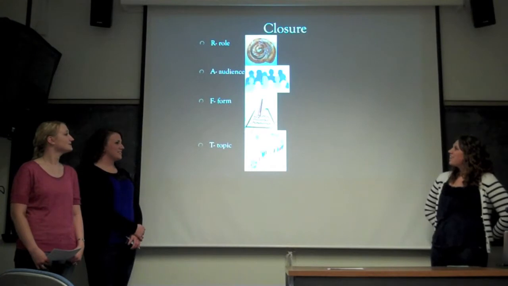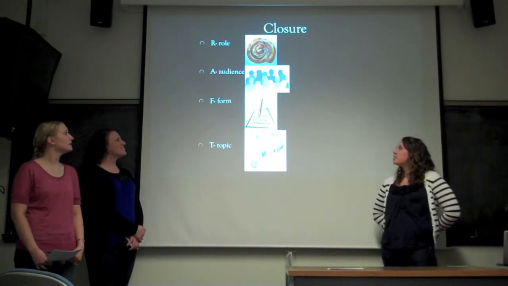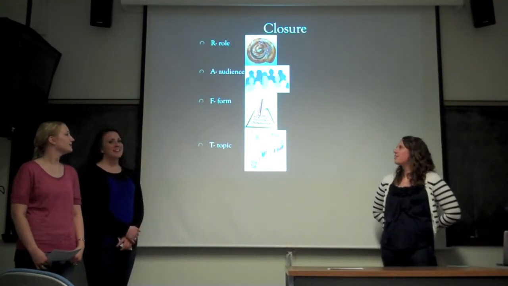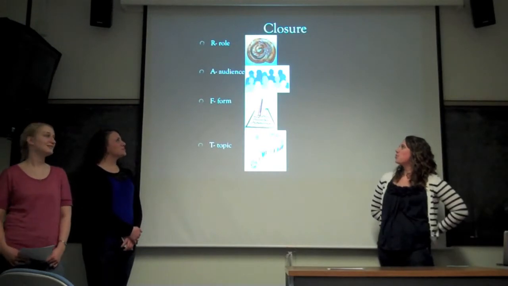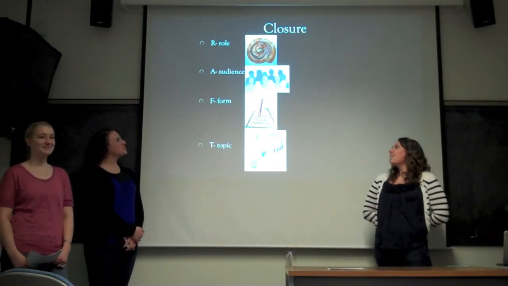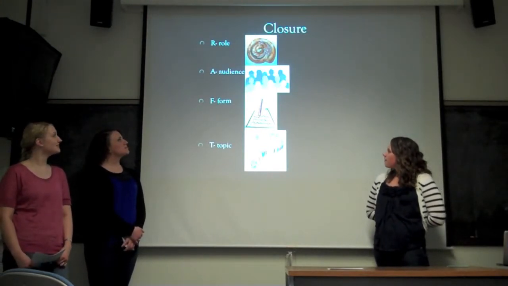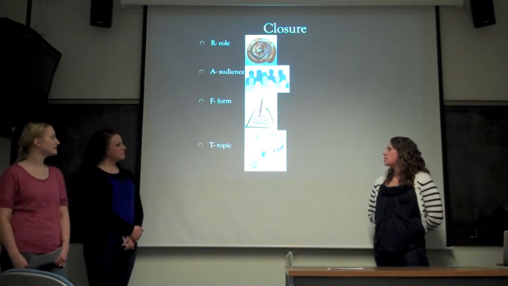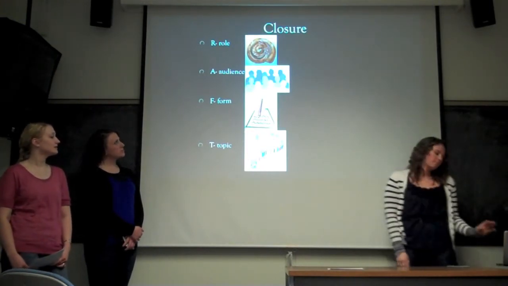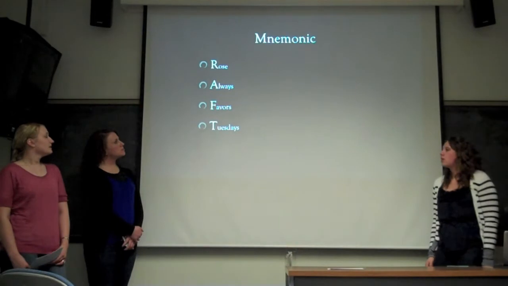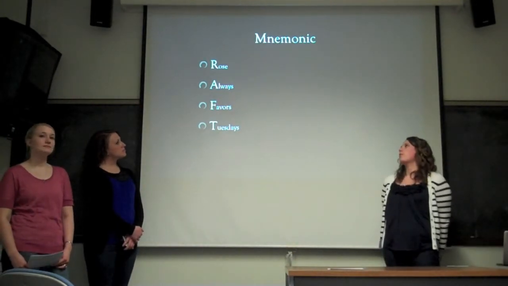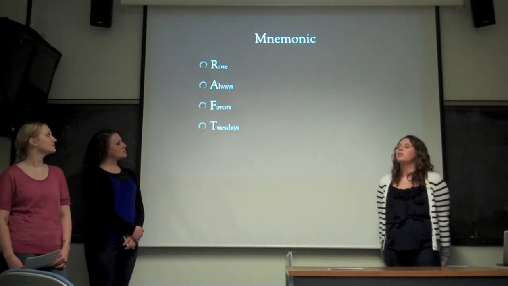So with our closure, we have pictures to help you remember the RAFT. So R would be role. We have a cinnamon roll. A is the audience, F is the form, and T is the topic. And then also a mnemonic device to help you remember is Roles Always Favors Tuesday.